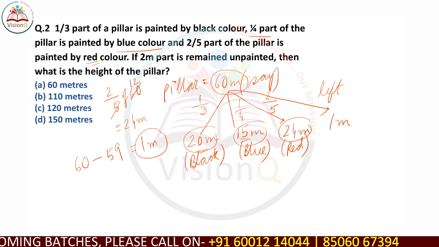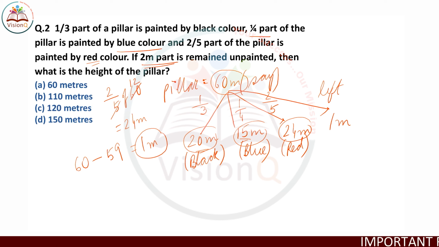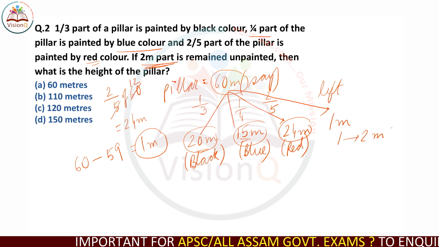Now this 1 meter is as per our assumption, as per ratio you can say, because we have assumed the values as per our confidence. But in the question this 1 is given to be how much? 2 meter. Isn't it? Because it is given that 2 meter part is left unpainted. So 1 will represent 2 meter.